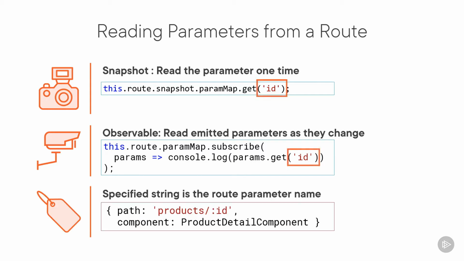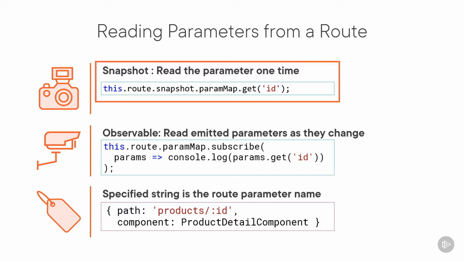In both of these cases, the string specified in the get must match the parameter name from the route configuration path. Since the product detail component only needs to read the route parameter one time, let's try out the snapshot approach.